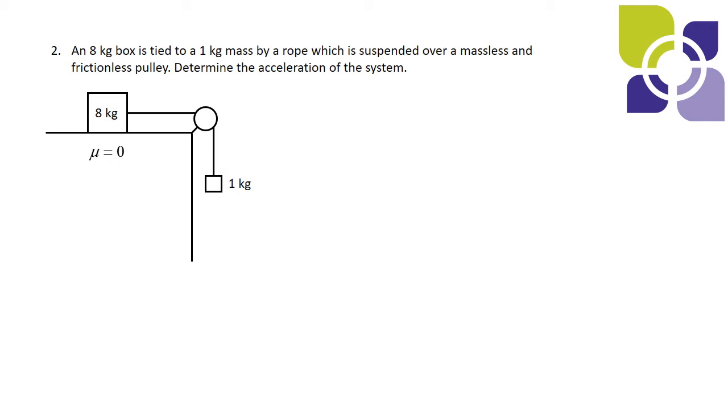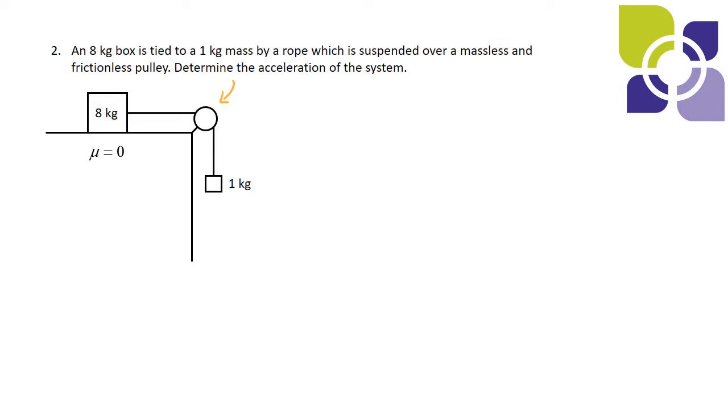In example 2, we're going to see a classic tension and pulley problem. So we have this 8-kilogram box that's on top, resting on a frictionless surface, that's tied by a cord which hangs over a pulley, which you can see in the diagram here. It's tied by a cord to a 1-kilogram mass that's hanging below. And it's a frictionless, massless pulley.